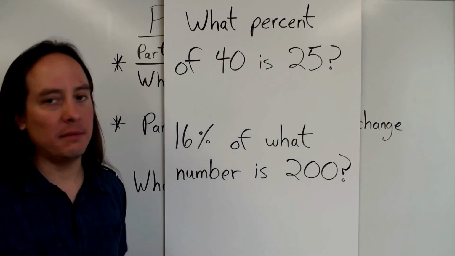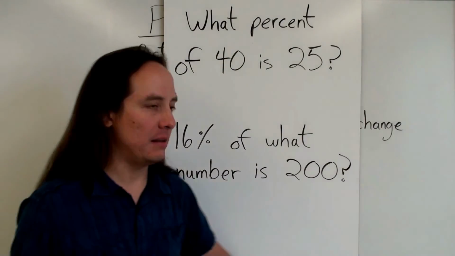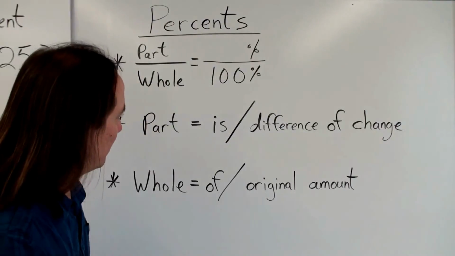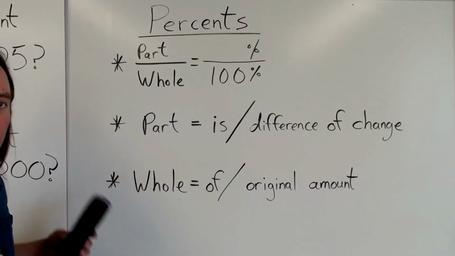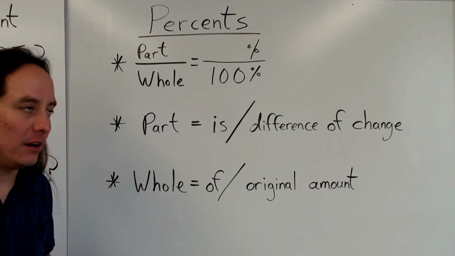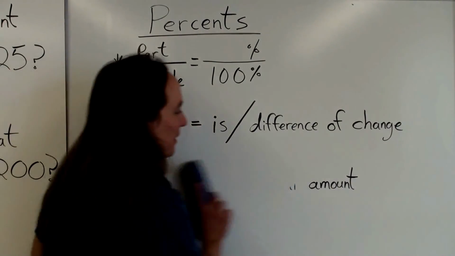So the first one says, what percent of 40 is 25? All right, so let me set up my proportion. Now you guys should write this stuff down. Keep it in your notes. It might come in handy later. You never know. So I'll stop. You guys wrote it down? Cool. All right.